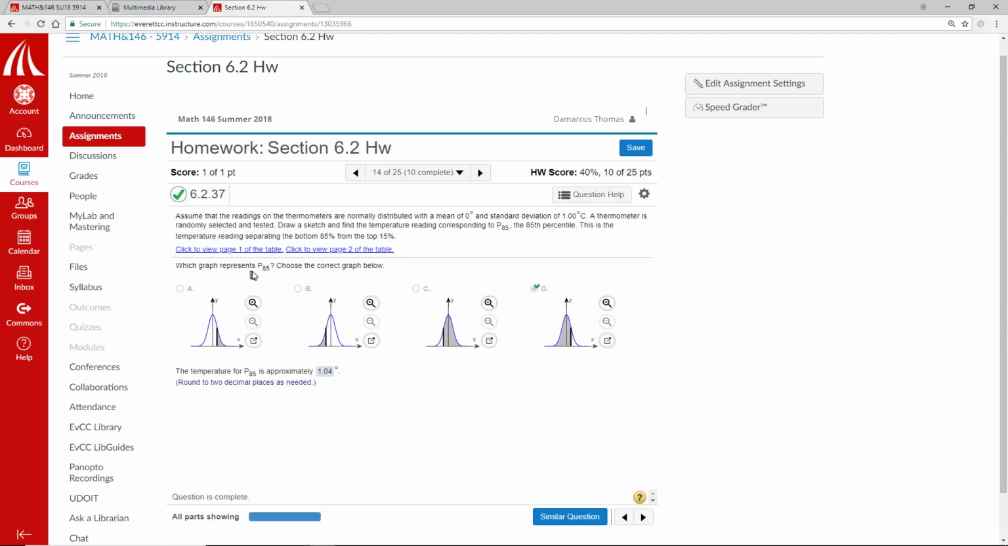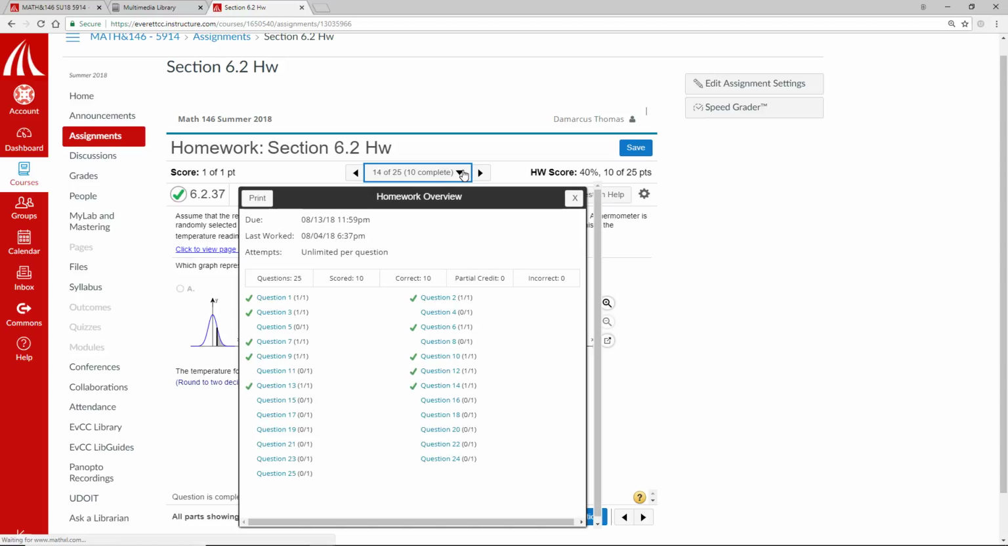Which graph represents the 85th percentile? So we said D, and what would be the temperature of the 85th percentile? Well, you have to use inverse normal 0.85. Let's go to the other question. There was another question about number 17.